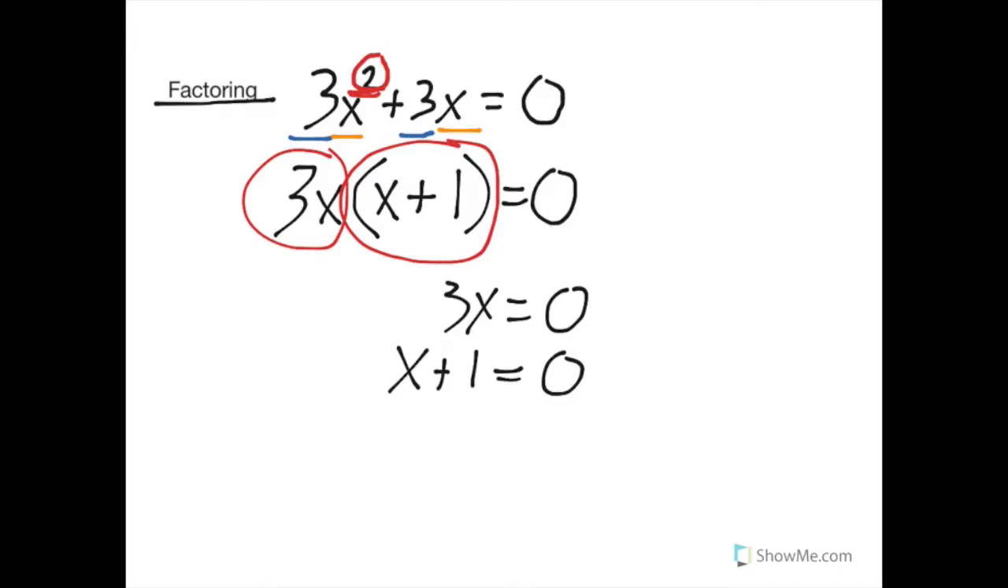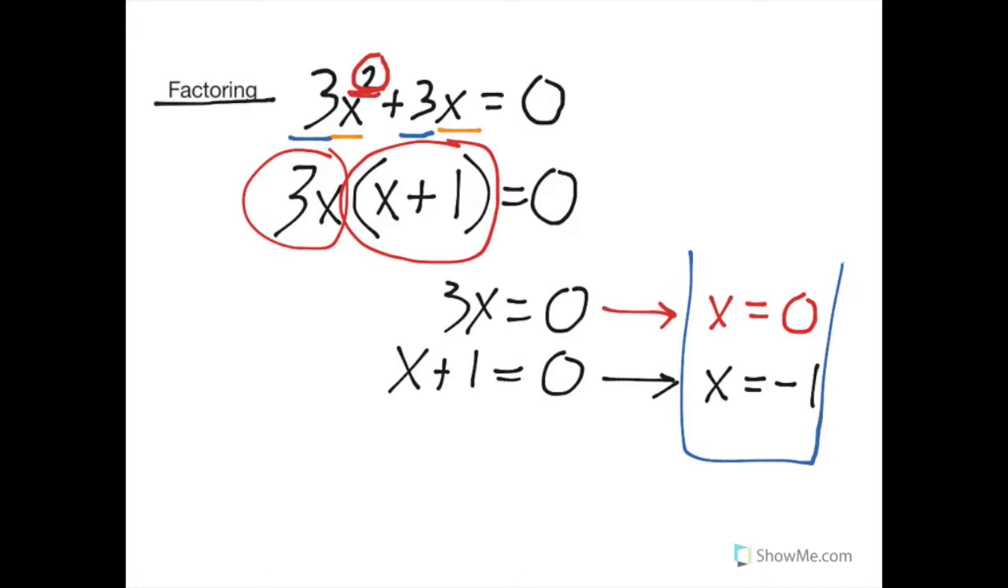Now, we can solve this one first, and we literally just divide both sides by 3, and 0 divided by 3 is still 0. And we can subtract 1 from this equation, and x is equal to -1. And look at that. There are your answers.